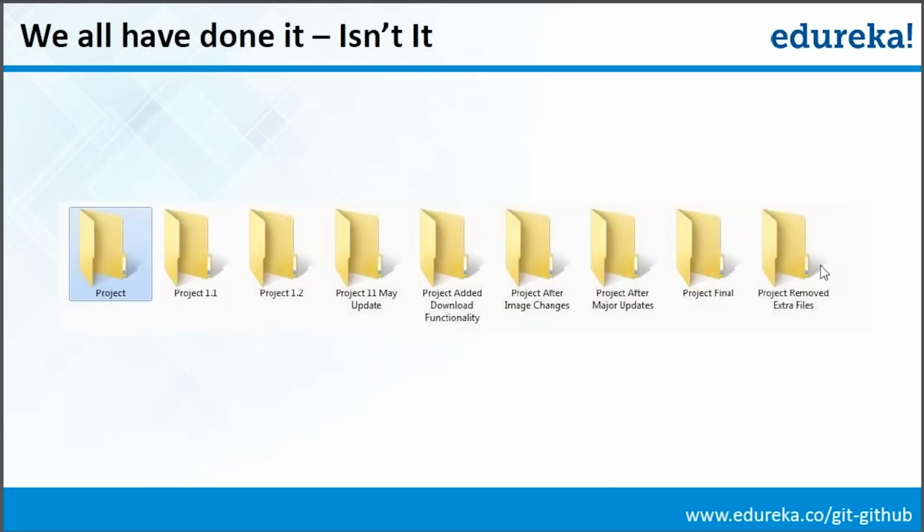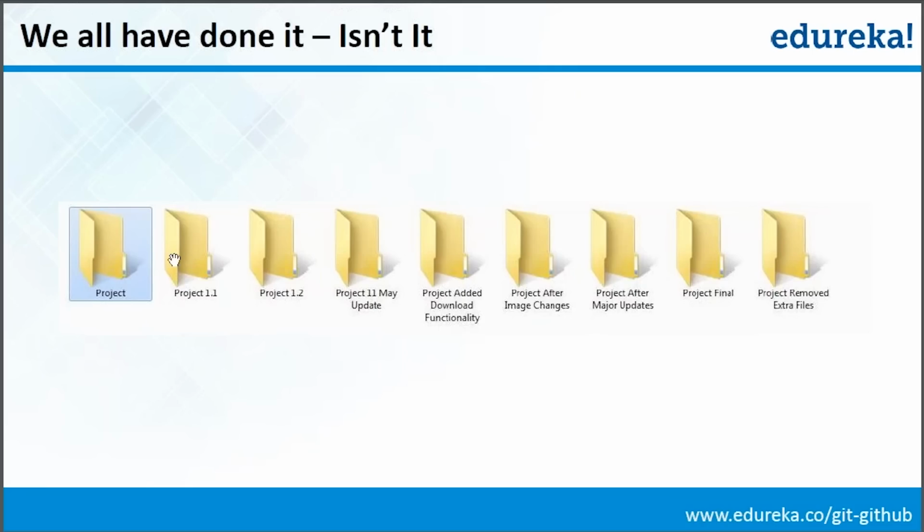I'm sure at some point in your lives you may have done this. This is a typical project case. You start a project, then you have a project 1.1 version, a 1.2, then a 1.1 May update, and then you added some functionality, some image changes, some major updates, some project final, and then some extra files added or removed.